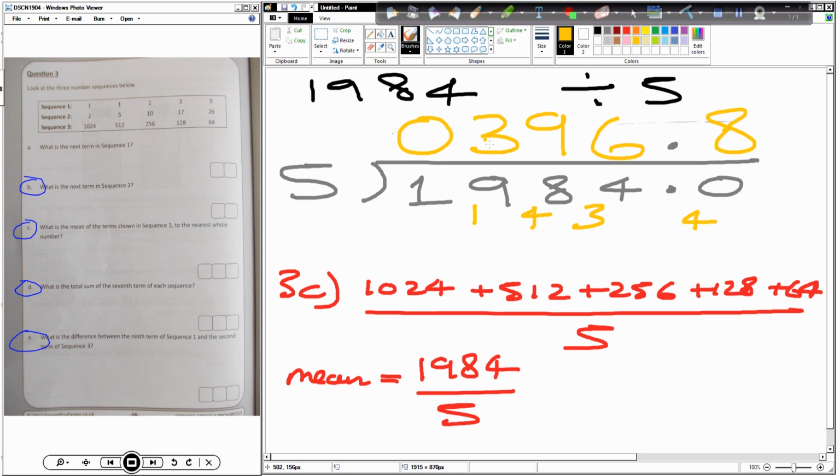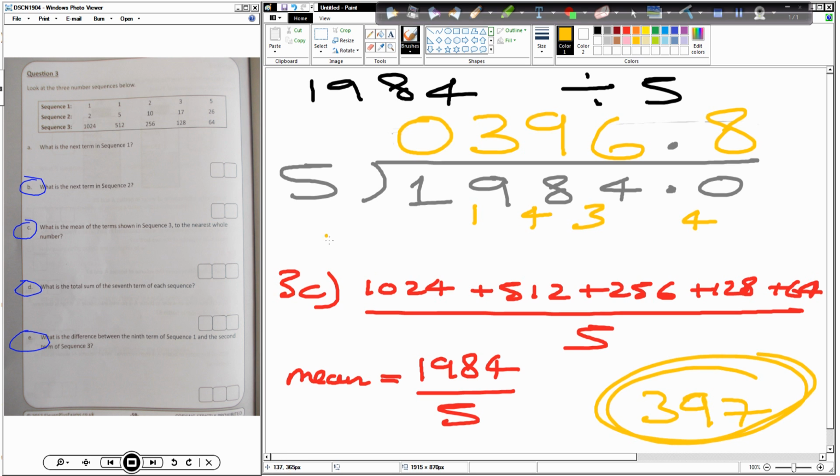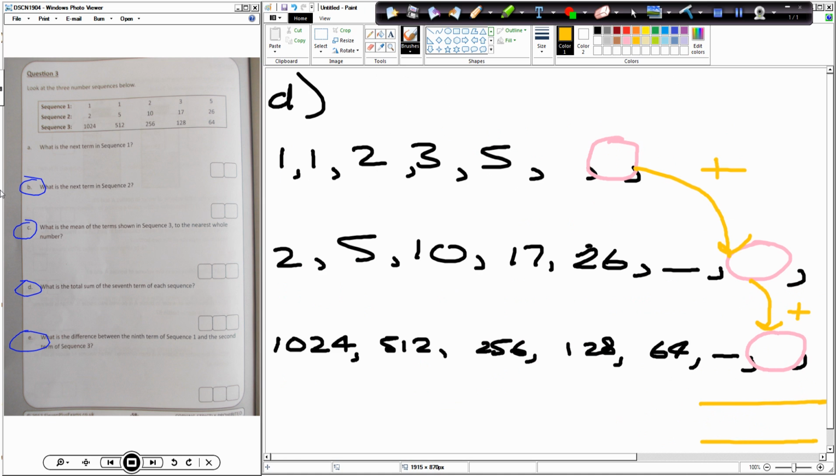So 396.8 is close to 397 because the 8 is more than halfway. So the final answer for that one is 397, and that's the answer for part C. Okay, that's done.